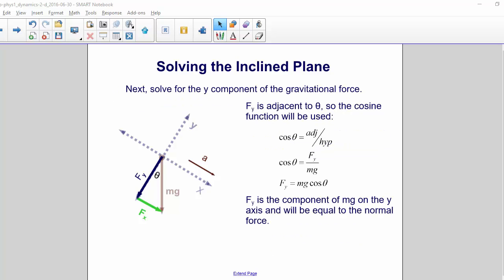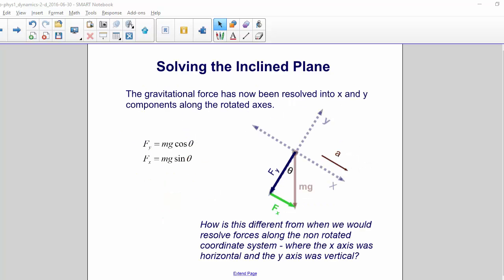Next, we need to solve for the y component of the gravitational force. The y component is adjacent to the angle, so the cosine of our angle is equal to the y component divided by mg. So the y component is equal to mg cosine theta. So this is the component along the y-axis and will be equal to the normal force.